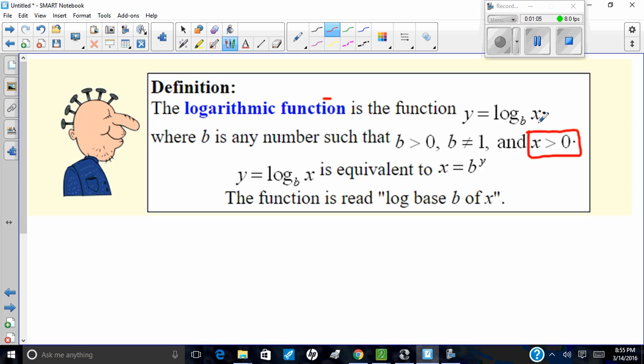And that's going to come into play as we solve. We may end up solving and getting solutions that are outside our domain, solutions that make our argument negative. So we're going to have to look for those and check our work.